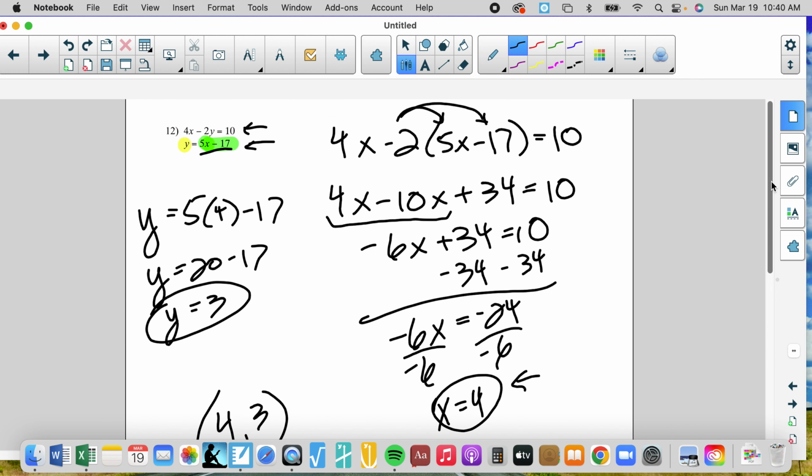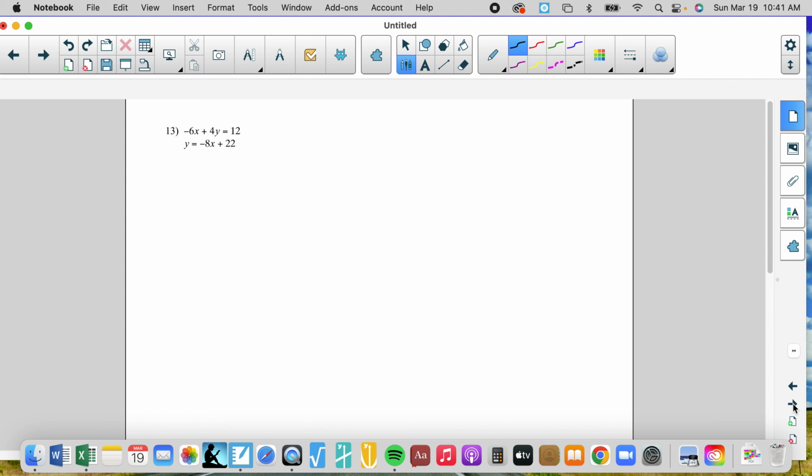4, 3. 4 times 4 is 16, minus 2 times 3 is 6. 16 minus 6 is 10. Does 3 equal 5 times 4, 20 minus 17? Yes, because that's how we got that bottom one. All right, that's good.